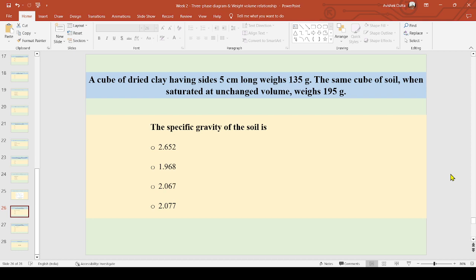Please read the question very carefully. The same cube of soil, when saturated at unchanged volume, weighs 195 gram. In this case, you have to find out firstly the specific gravity of the soil. Your options are 2.652, 1.968, 2.067, or 2.077.